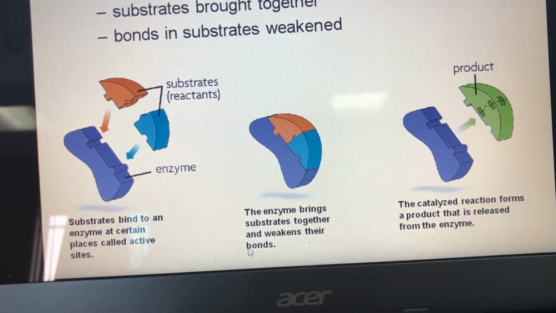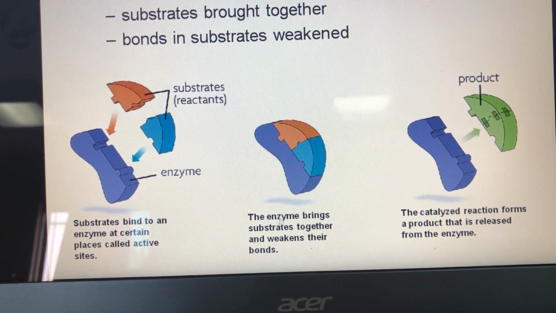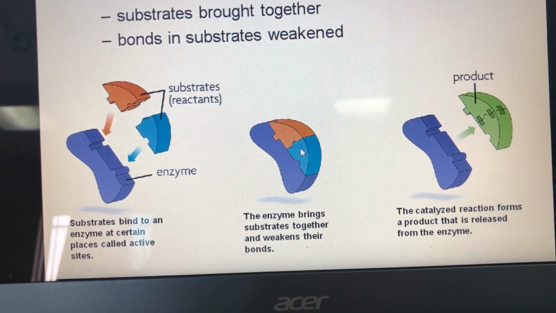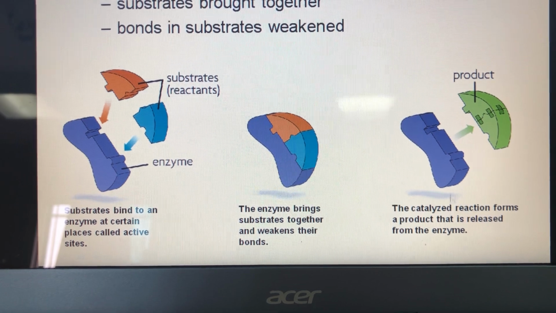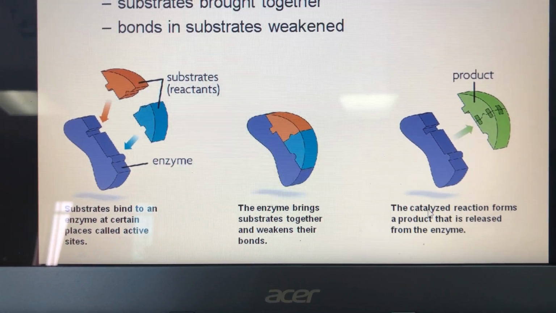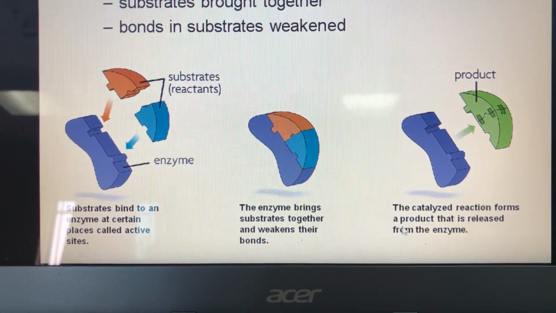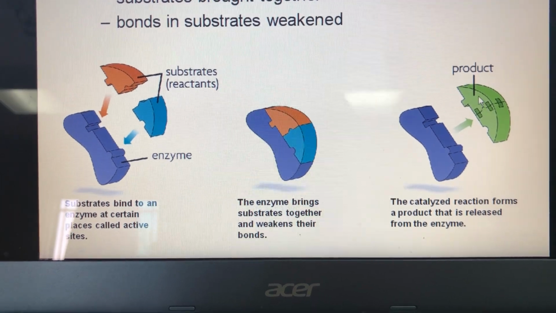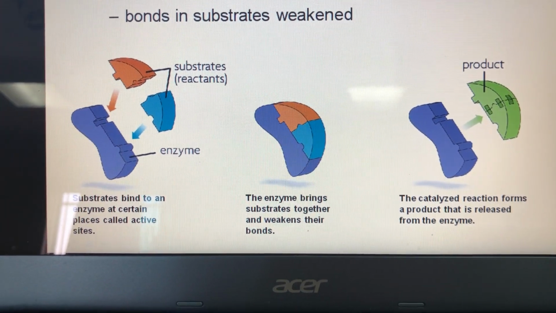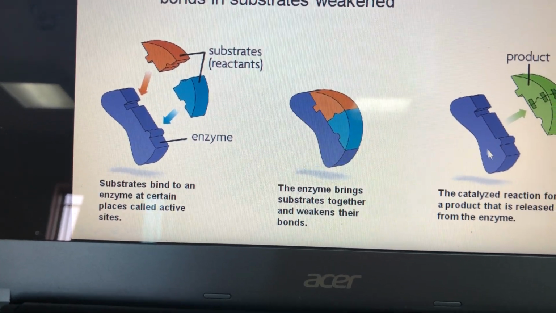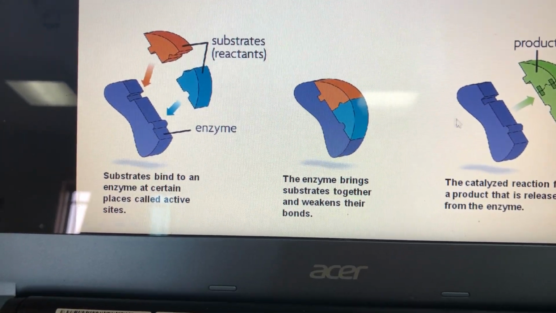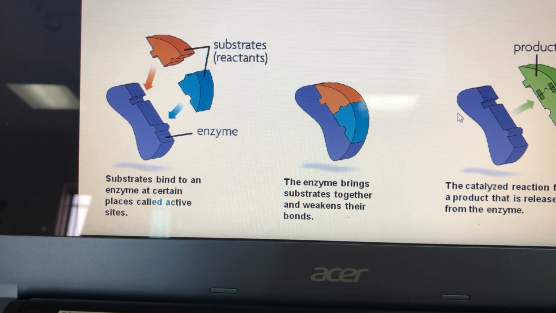Okay, and it weakens their bonds. The bonds between the reactants will be weaker. After that, the reaction will happen, the catalyzed reaction forms, and the product, a new substance, is released from the enzyme. Did the enzyme change? No, the enzyme stays the same. It only takes part in the reaction, but it doesn't change.